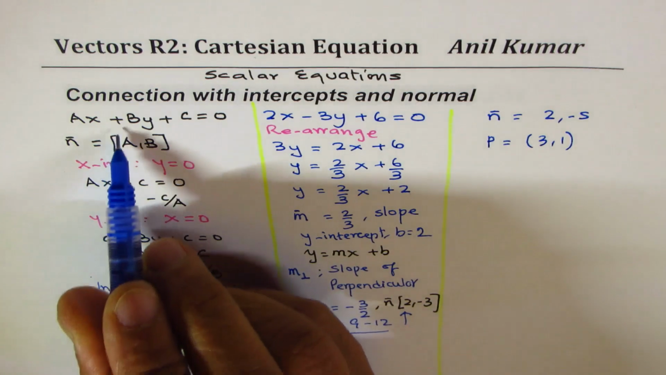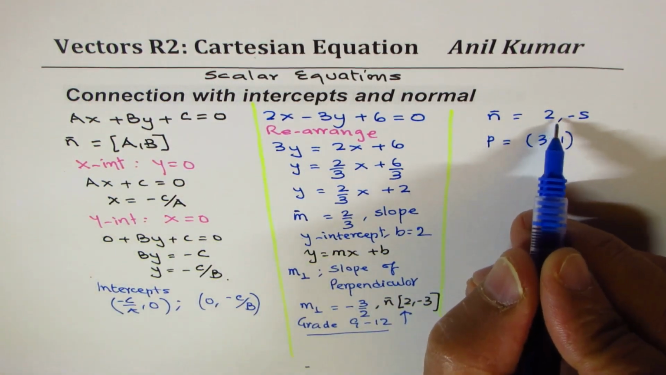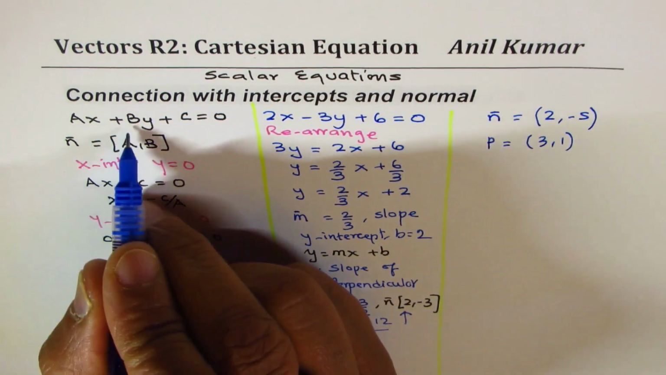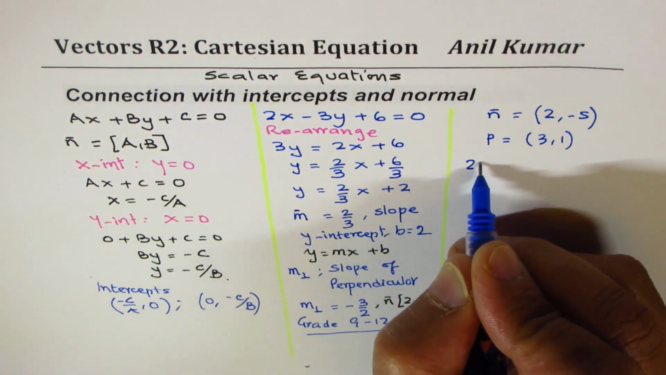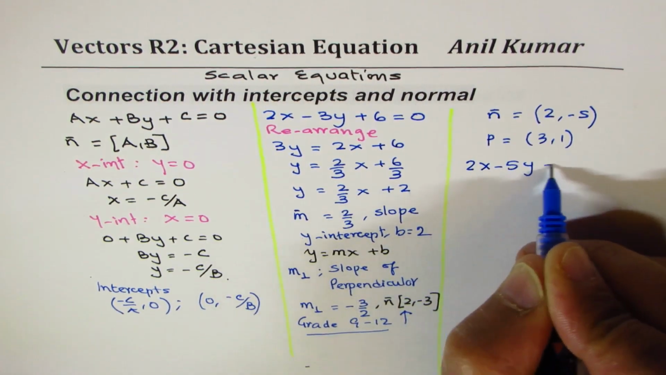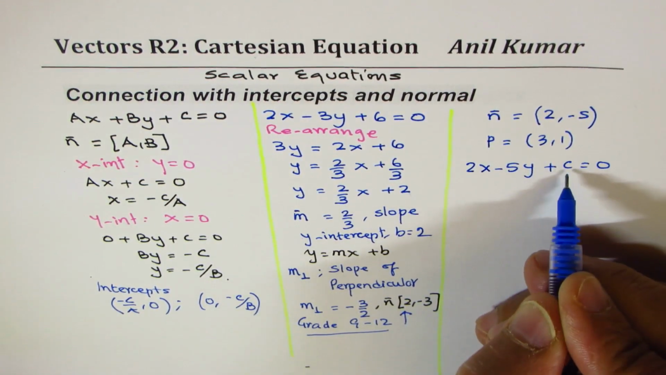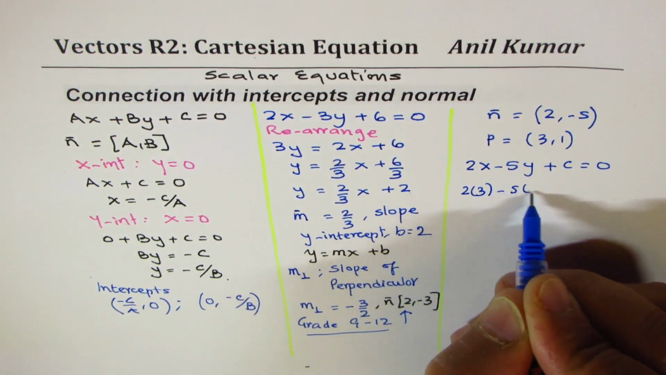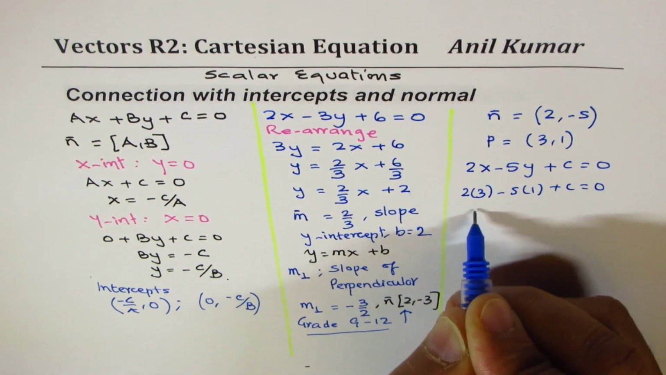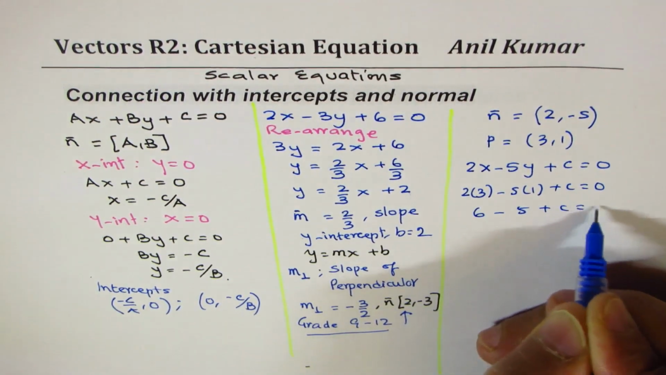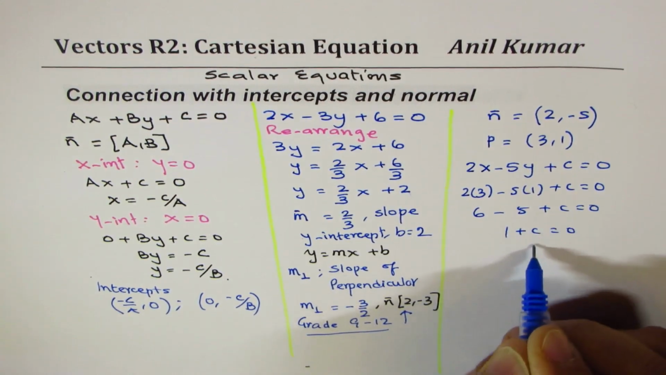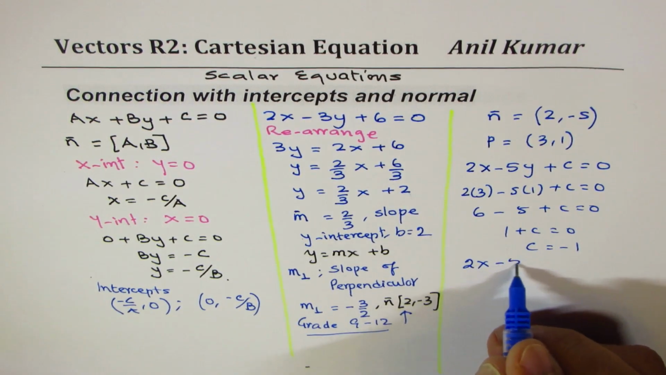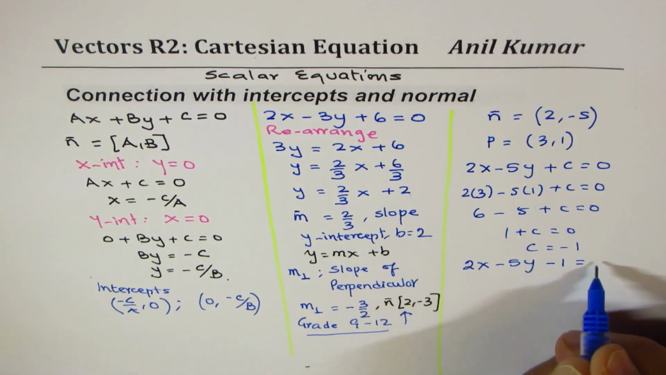In that case, Cartesian equation can be written as, since normal is (2, minus 5), replacing a with 2, b with minus 5, we get 2x minus 5y plus c equals to 0. To find c, substitute 3 and 1. So we get 2 times 3 minus 5 times 1 plus c equals to 0, which is 6 minus 5 plus c equals to 0. 1 plus c equals to 0, c equals to minus 1. And therefore, the equation will be 2x minus 5y minus 1 equal to 0.